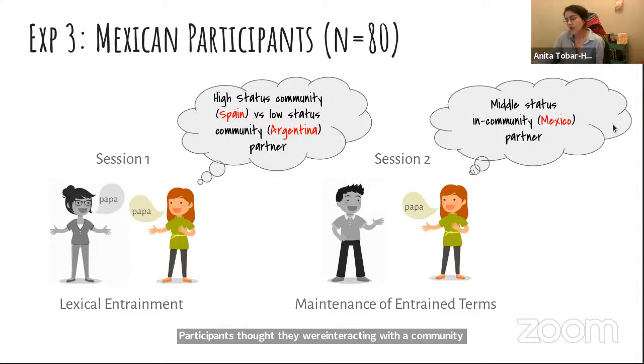And in the second session, all participants thought they were interacting with a middle status in-community partner from Mexico, because we wanted to make sure that participants' tendency to generalize our out-community terms to in-community partners was not affected by linguistic status either.